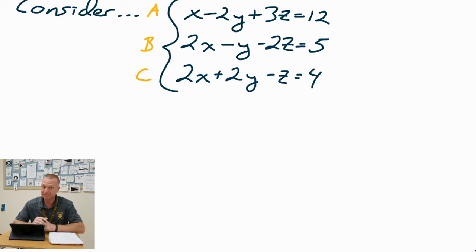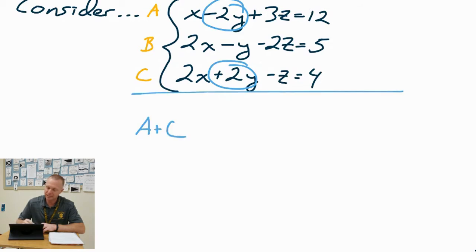Do you see in equations A and C? Do you see that the y's are opposites? What that means is that if I add equations A and C, if I basically do the elimination method with equations A and C, I'm going to cancel y. I'm going to cancel y.